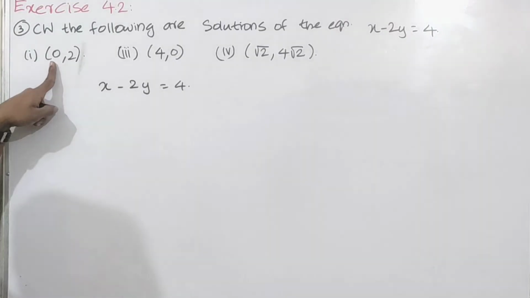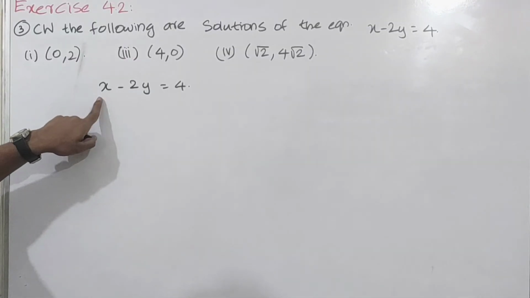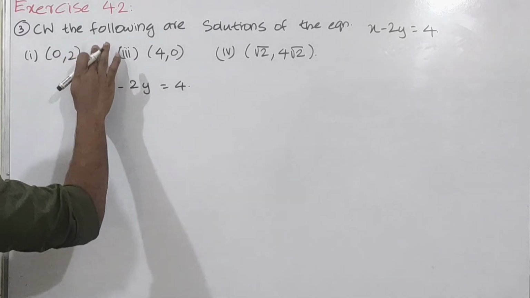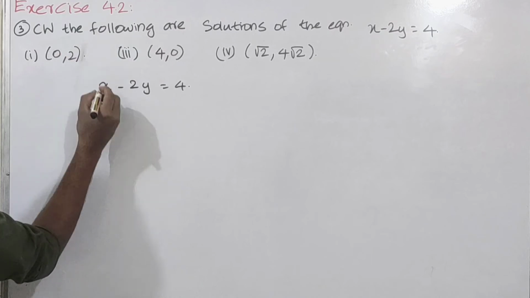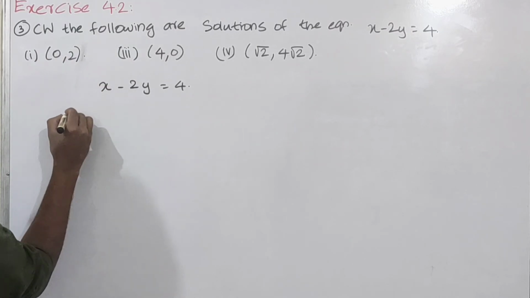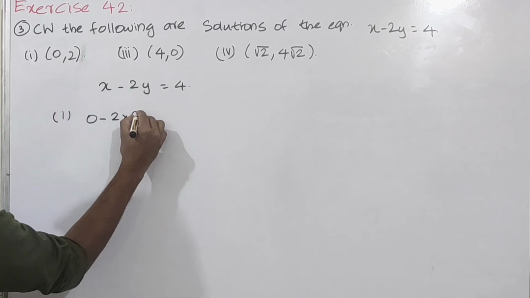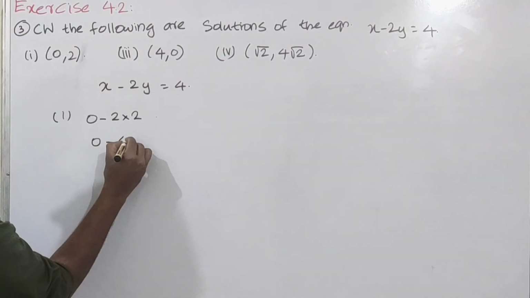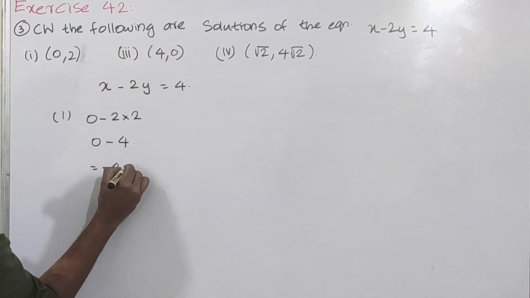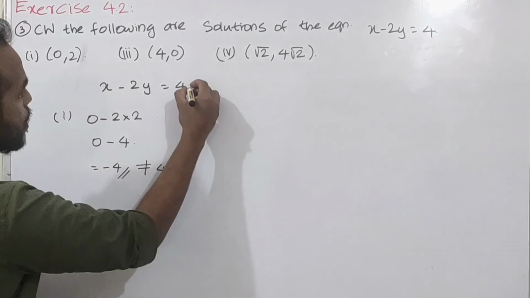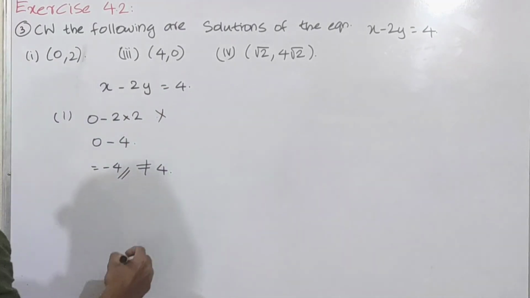The first ordered pair given is 0 comma 2. So what is the x coordinate? 0, y coordinate is 2. Put here and here respectively. Then check whether we are getting 4. Let's try. We'll put x is equal to 0. So this is 0 minus 2 into 2. What is 0 minus 2 into 2? It's 0 minus 4 or minus 4. Is this equal to 4? No, that is not equal to 4. So this one is not a solution.